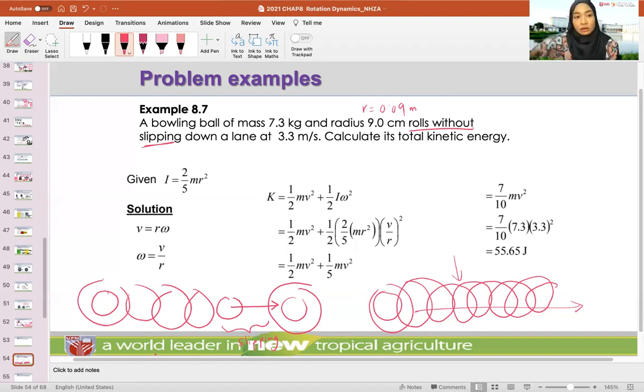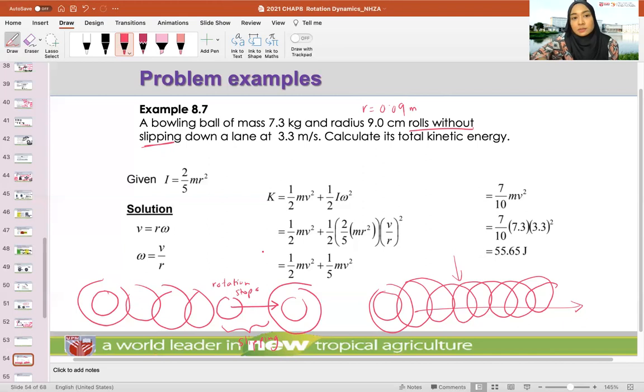Imagine you are walking on the bathroom, you slip. What happens? You move forward, right? You move forward, tergelincir. So this is what happens here. When you roll with slipping, this ball is not rotating, it is slipping, dia tergelincir. Bermaksud kat sini, rotation stops momentarily.